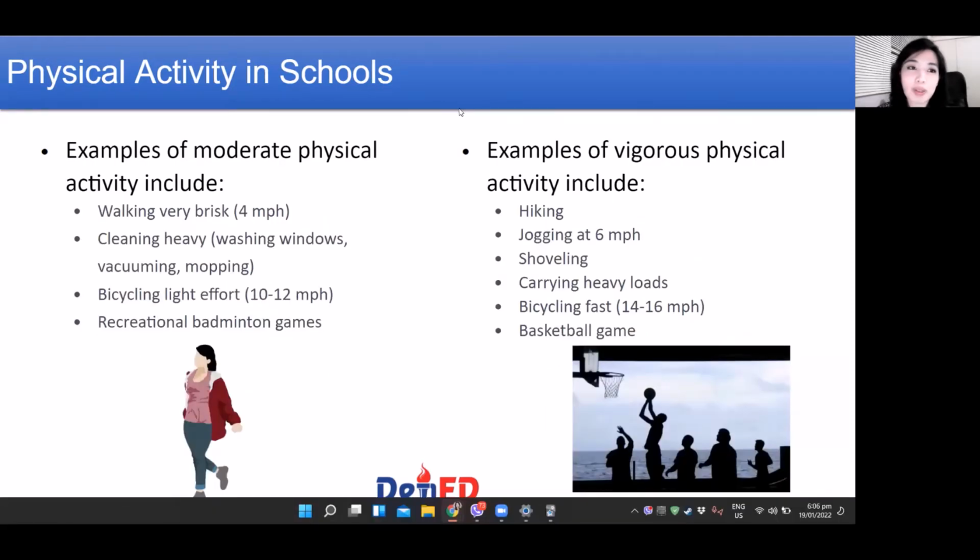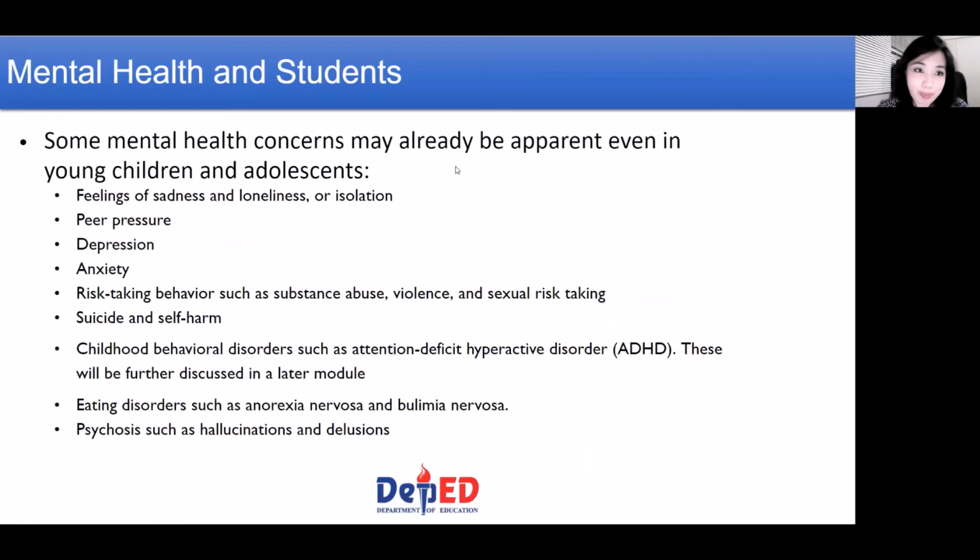Here are some examples of moderate physical activity, such as brisk walking at a speed of at least 4 miles per hour, heavy cleaning like washing windows, vacuuming or mopping, light effort bicycling, and recreational badminton. Examples of physical activity that would be classified as vigorous are hiking, jogging at 6 miles per hour, shoveling, carrying heavy loads, bicycling fast at up to 16 miles per hour, and playing basketball.